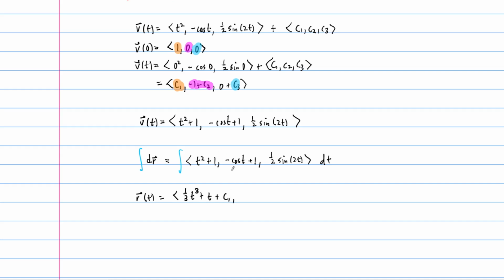I'll just put the c's in the vector on this one, the unknown constants. This one's going to end up being, so antiderivative of cosine is sine, so this is minus sine of t plus t plus c2, and then this one's going to end up being minus 1/4 cosine of 2t plus c3.